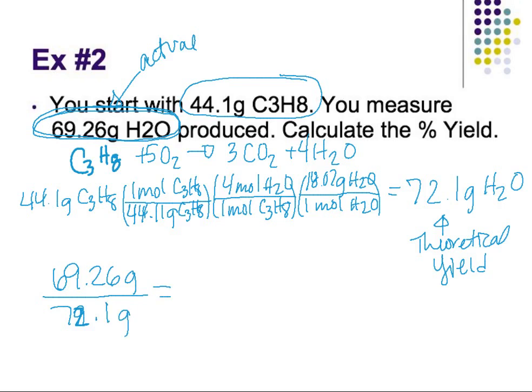And 69.26 divided by 72.1, times 100 is 96.1%. All right, last little detail. It's important to note that mathematically speaking, you can have a percent yield of over 100%, but you did something really wrong in that experiment if you ever do get something over 100%.